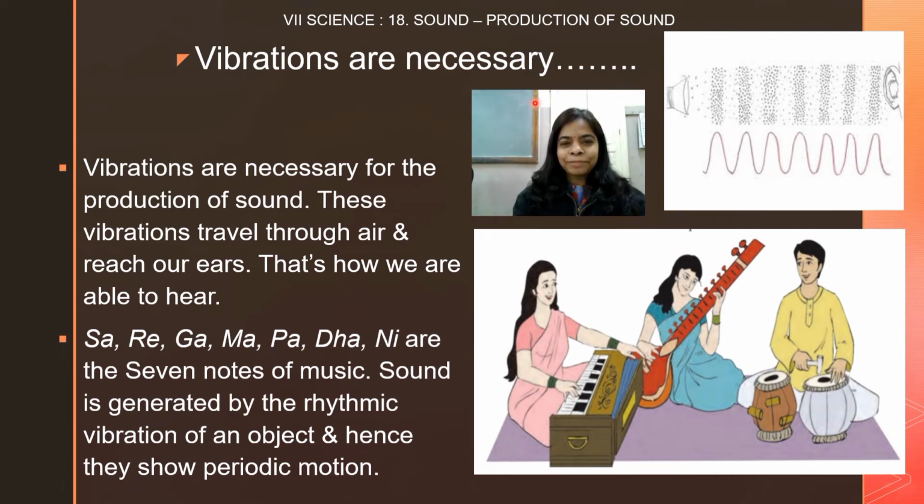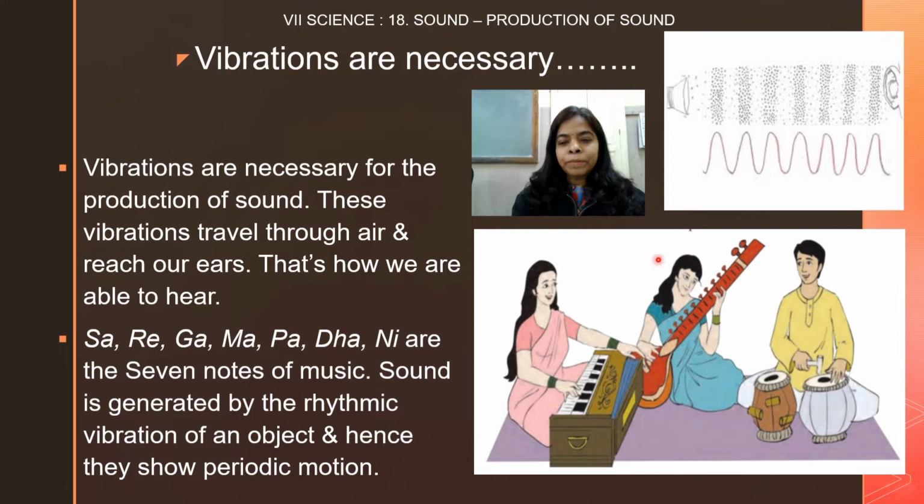Vibrations are necessary. This we have seen in 6th standard also. See children, whenever any sound is produced, the air column which is near the source of sound gets disturbed, and this is how the wave pattern is formed. And when these sound waves reach our ears or anybody's ears, we are able to hear sound. Vibrations are necessary for the production of sound. These vibrations travel through air and reach our ears. That's how we are able to hear.